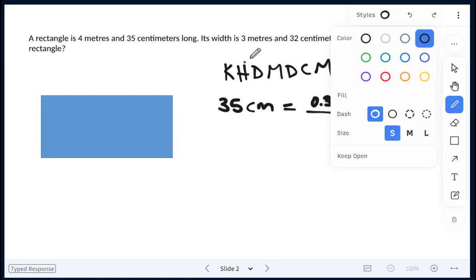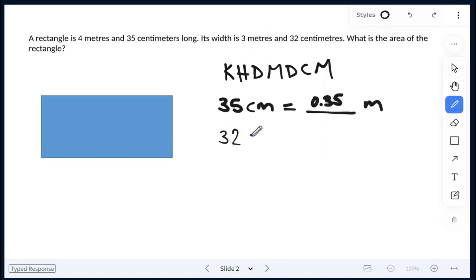Next, we know 3 meters and 32 centimeters, so same thing, let's change that to meters. Again, centimeters to meters, you're moving 2 to the left, so that is 0.32 meters. All right, so we've changed the units. All our units are now in meters. So if it's 4 meters and 0.35 meters long, therefore 4.35 meters, that is its length. Next, its width was 3 meters and 32 centimeters, so 3 plus 0.32, which is 3.32. And again, that's meters. So now we have the two dimensions of our rectangle.